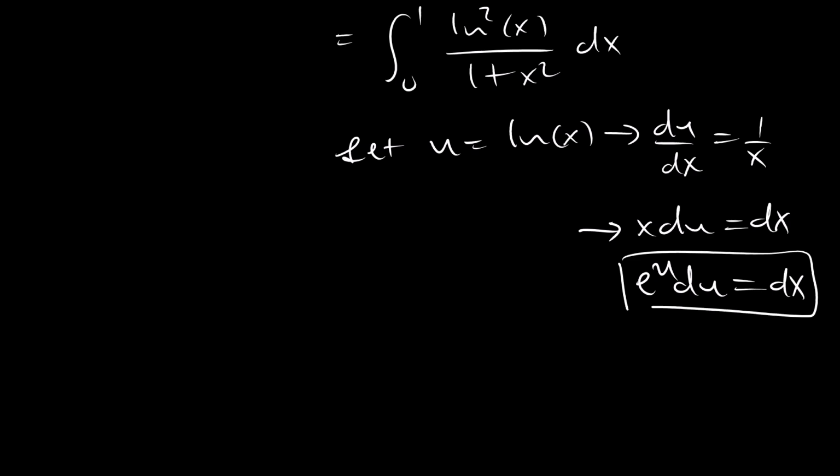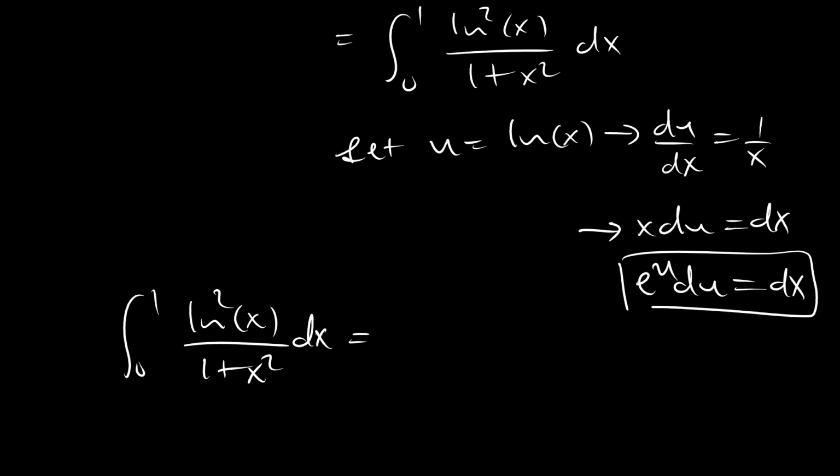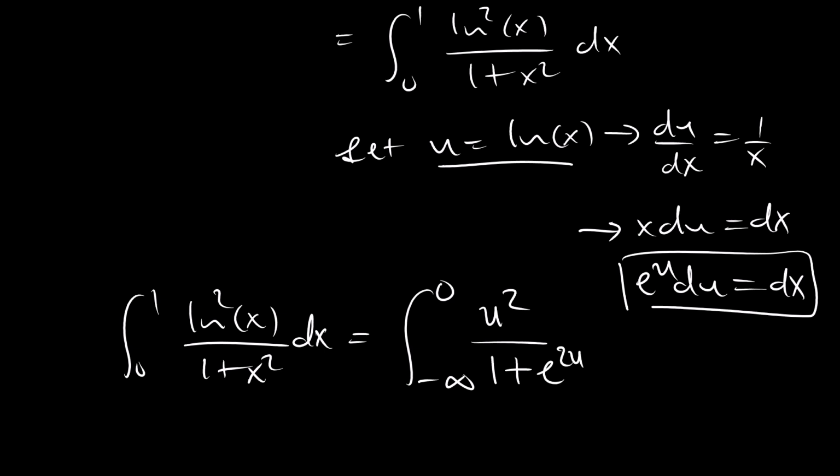Okay, and so 0 to 1 becomes, from here, limit at the 0 side negative infinity, and then u squared over 1 plus e to the power 2u, and then we have e^u du.